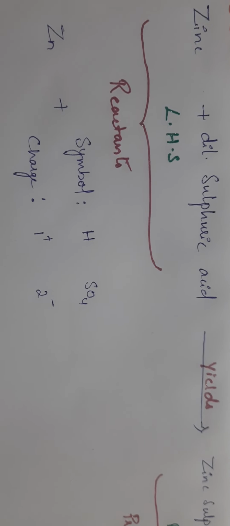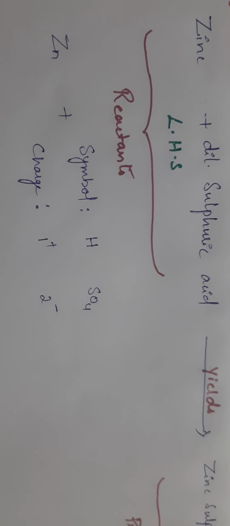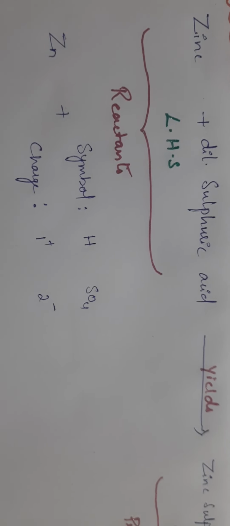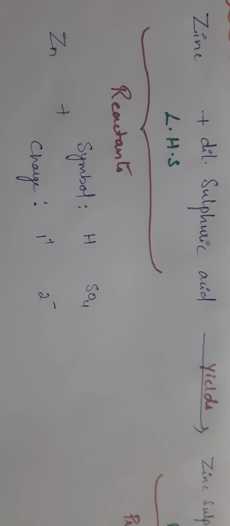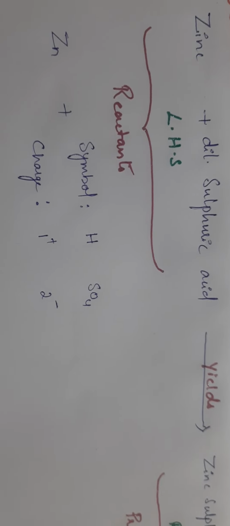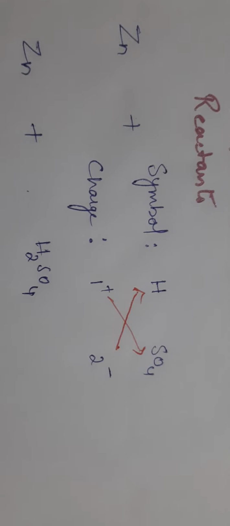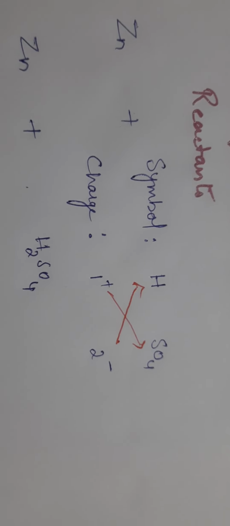It has sulfate and hydrogen in it. The symbol of hydrogen is H and sulfate is SO4. The valency, or the charge, of SO4 is 2 minus and hydrogen is 1 plus. So when we interchange, we get the sulfuric acid formula as H2SO4.